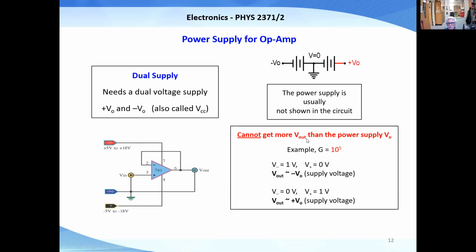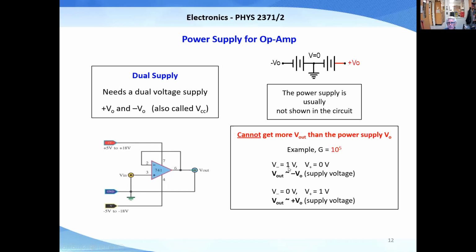Okay, here's something that, as I mentioned a number of times, an amplifier is only as good as whatever voltage you put into it. You cannot get out more voltage than the power supply. I mean, you can have an op-amp circuit or an op-amp that has 10,000 gain.